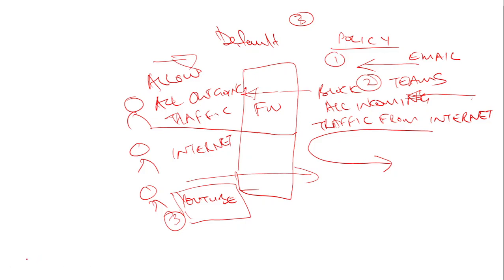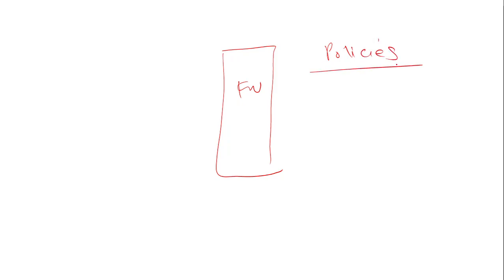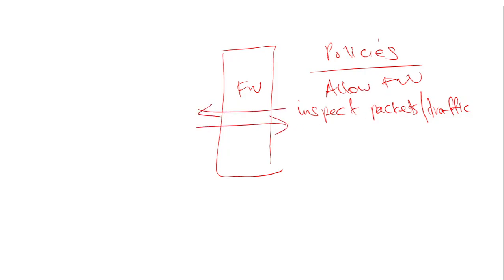And also, when we are doing our policies to block or unblock, policies allow the firewall to inspect packets, to inspect traffic that is going through the firewall, in and out, so that if it meets a certain criteria, or if it does not meet a certain criteria, it takes an action.